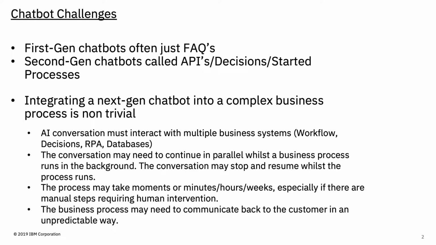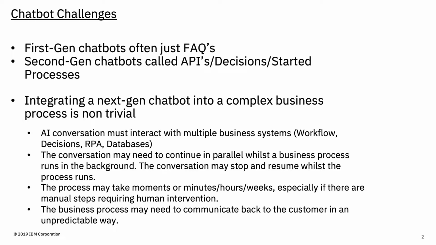business processes, and this is more complex for a number of reasons. Firstly, the number of different systems that they have to integrate with. So we're talking about workflow, decisions, robotic process automation, systems of record. Secondly, the conversation may continue in parallel while the business process is running in the background. The conversation may stop and resume all the while the process is running.